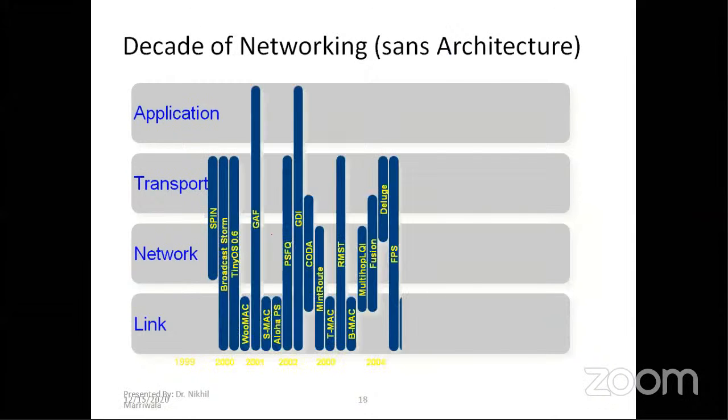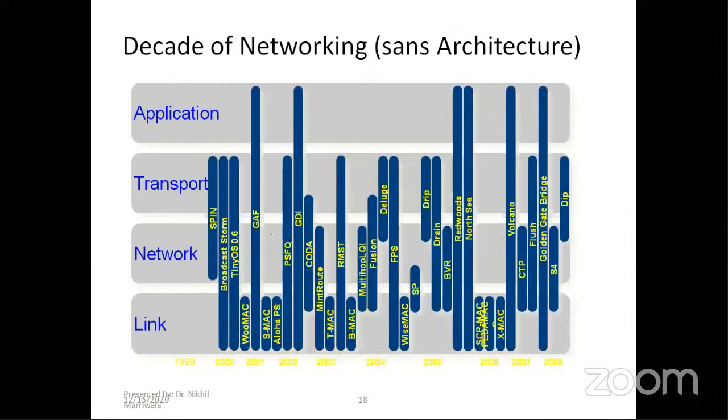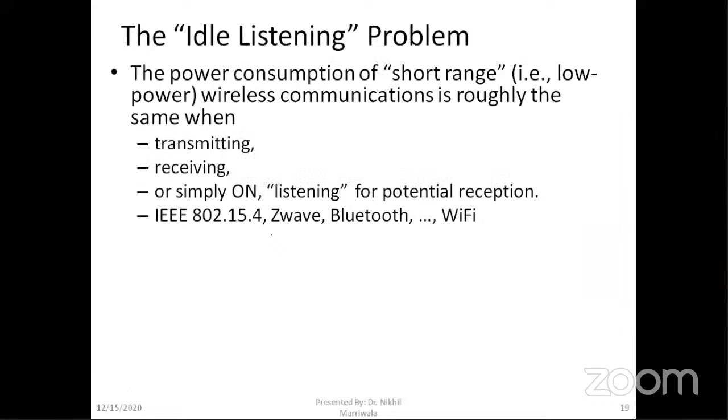So the decade of networking, what it has done, it has caused the changes, as you can see, from 1999 to 2008 and onwards, right? So link, network, transport, and application, and different protocols have been developed. Different things have come up which are being utilized by some machines that we are normally using.